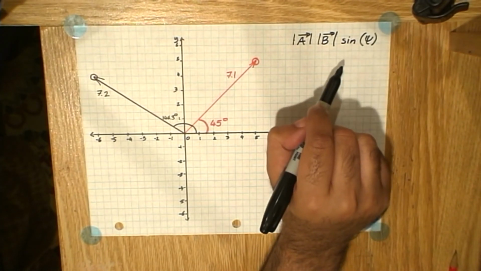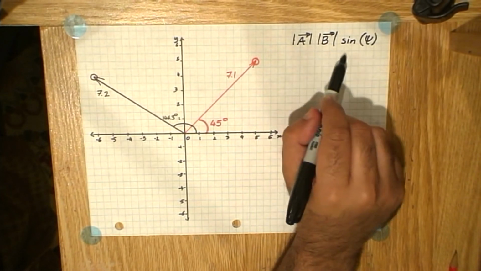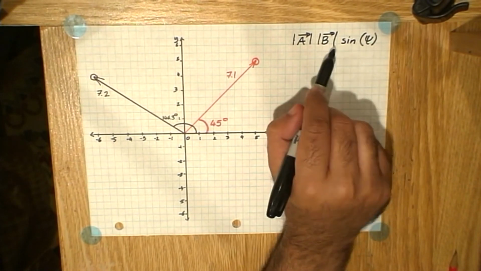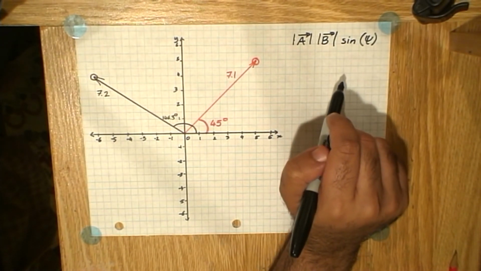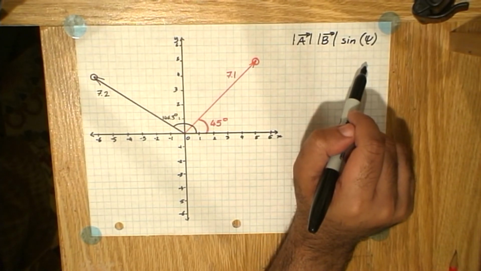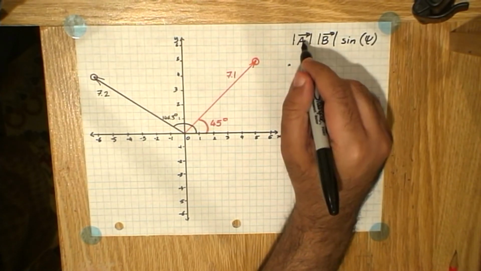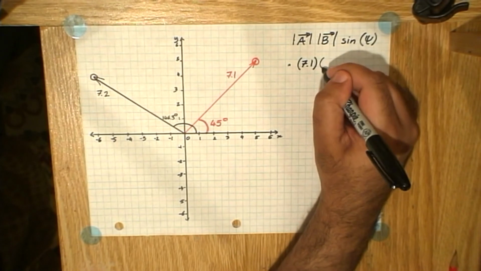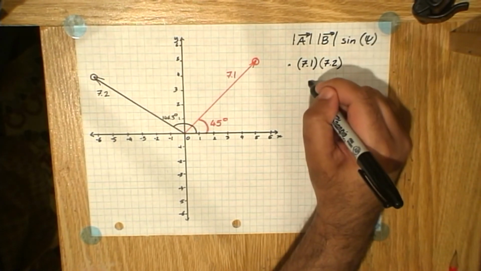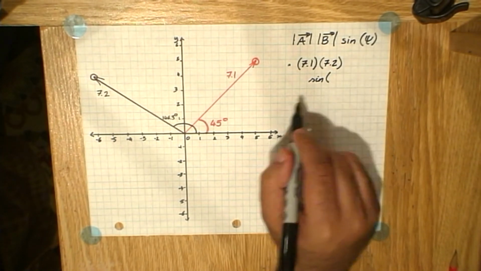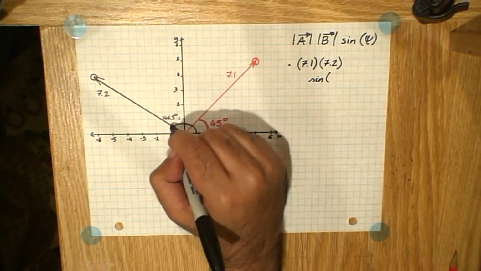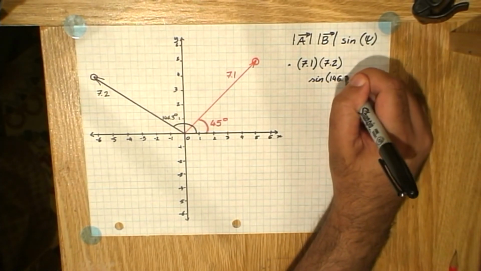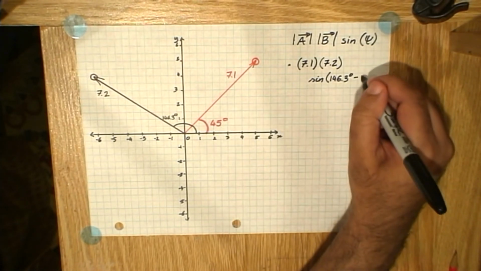Now, this is a bit different from what we saw before. When we were dealing with dot products, it was similar, but we had a cosine here. Cross products use sine. Dot products use cosine. So let us substitute everything in and let us solve. The length of the first one, 7.1. The length of the second one, 7.2, times the sine of the angle between them. The angle between them is given as the difference of these two angles. That's 146.3 minus 45.